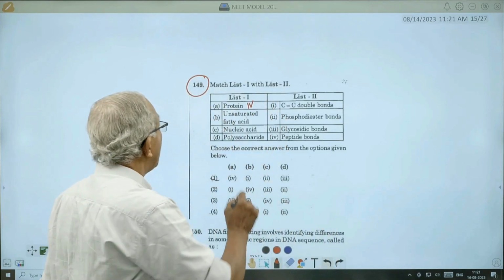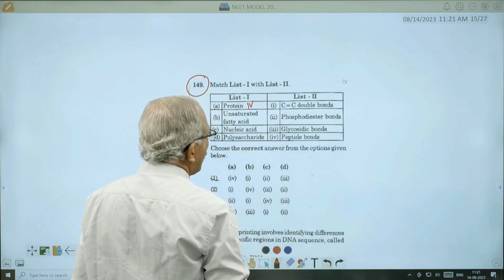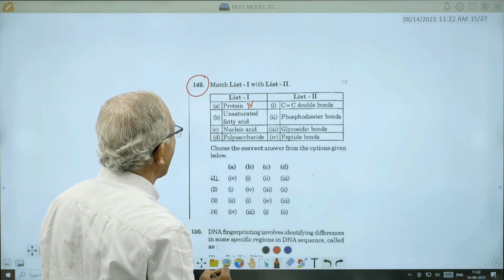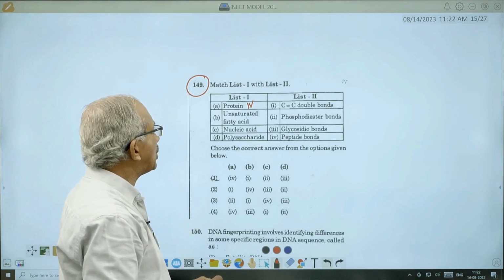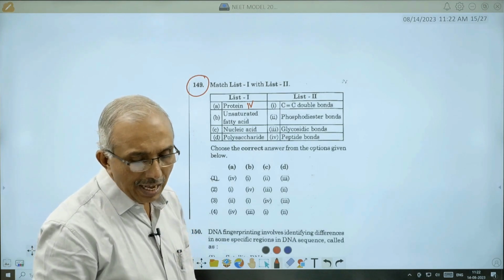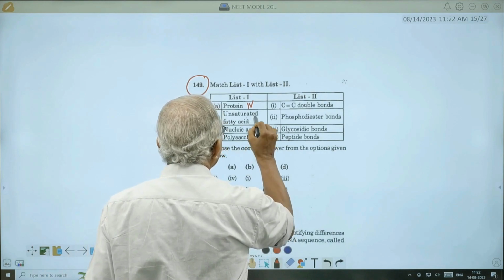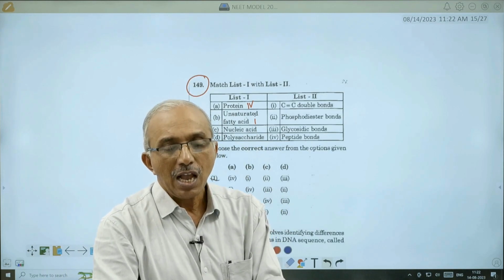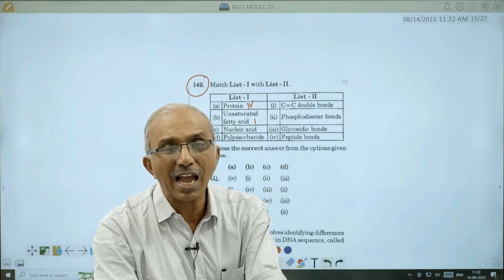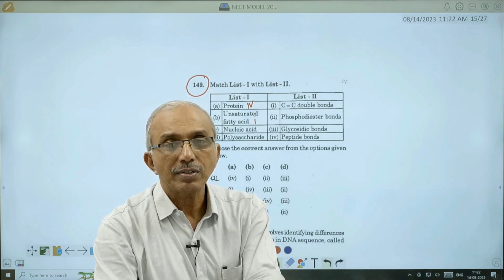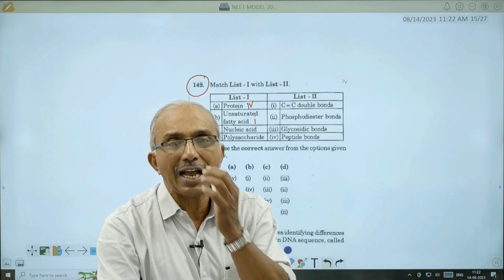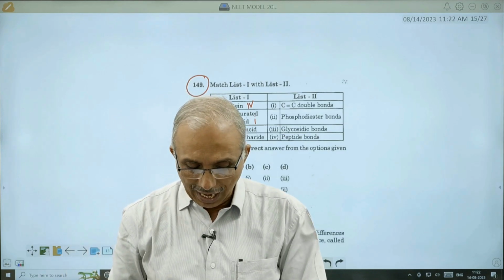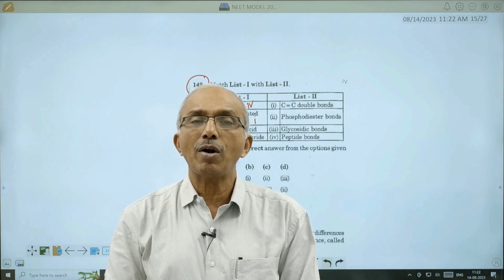Then, unsaturated fatty acid. Unsaturated fatty acid can be matched with item number 2 because they have double bonds. Unsaturated fatty acids have double bonds, but saturated fatty acids have only single bonds.